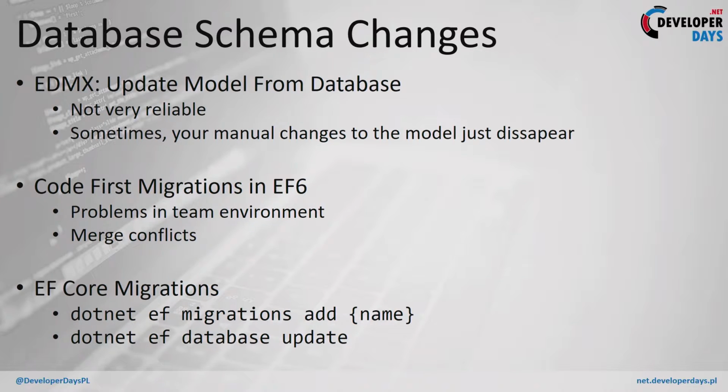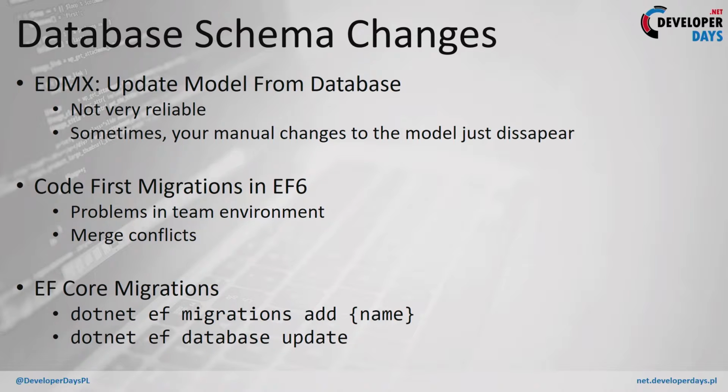You just deleted it and ran update model from database, and if the model is empty, it will be done correctly. So it's a lot of work, which is not very compelling. So Entity Framework had code-first migrations, where you made some changes to your code-first model and just typed add migration and update database in the package manager console, and it worked somehow. Also, there were problems in the team environment.